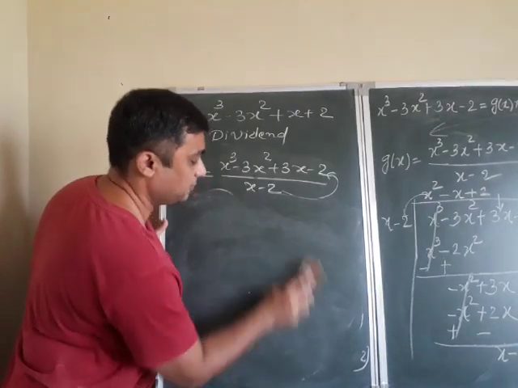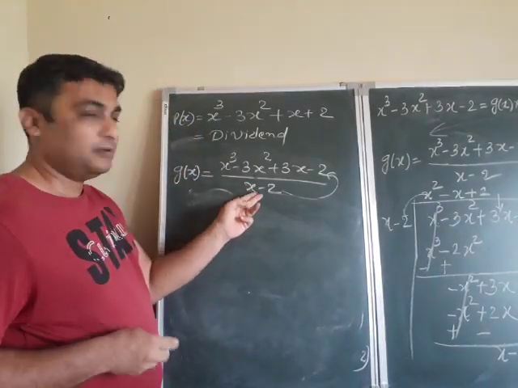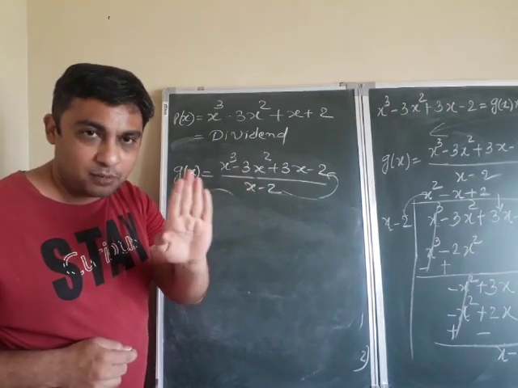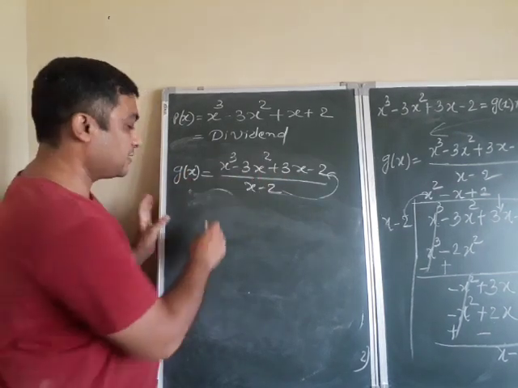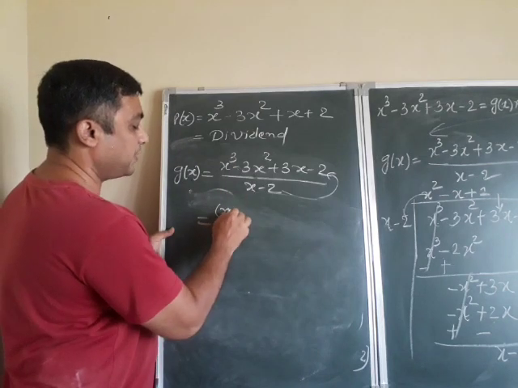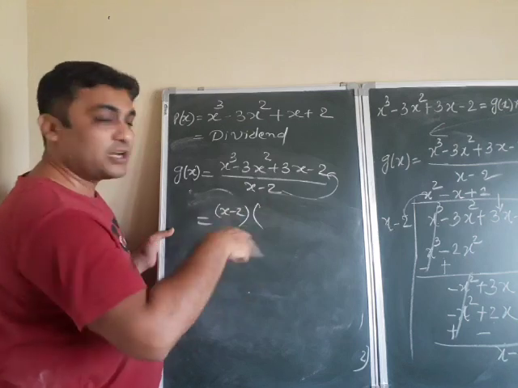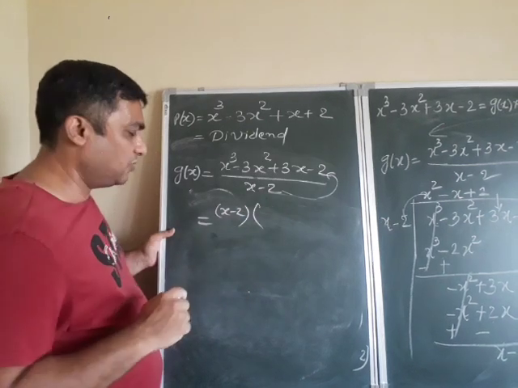See the direct method. See, this is confirmed, as we have substituted x equal to 2, this would be 0. So one thing is confirmed, that x minus 2 is a factor of this. So if x minus 2 is a factor, then first write down: one factor is x minus 2. Now what about the rest of the factors? See, within 1 minute.